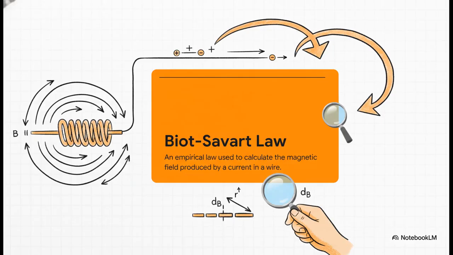So, to put it a bit more formally, the Biot-Savart law is what we call an empirical law. And all that means is that it's based on actual experiments and observations, not just pure theory. It's a proven recipe that lets us calculate the magnetic field from pretty much any electric current. You just add up all the little contributions from every single tiny piece of the wire, and boom, you've got the total field at the exact spot you care about.